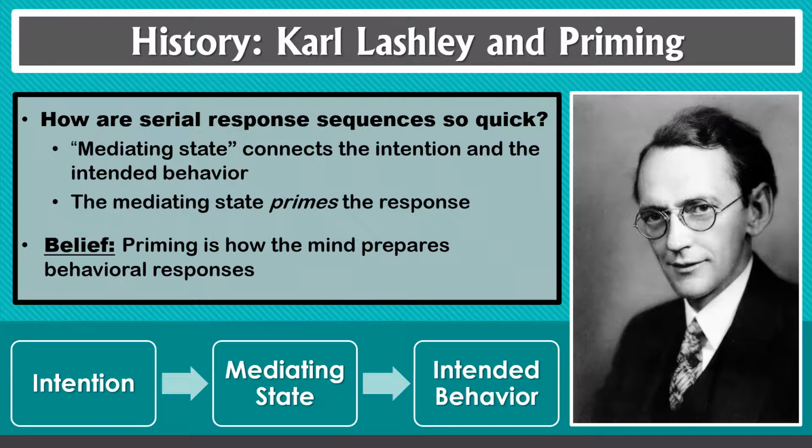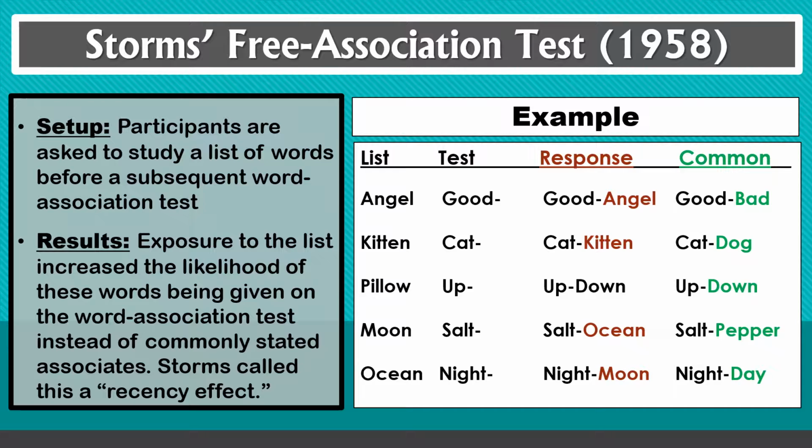However, in the context of psychological literature and experimentation, priming had taken on a new meaning. In 1958, Storms and his colleagues conducted a study in which participants were provided a list of words to learn. Afterwards, they underwent a free association test, where they were asked to state the first word that came to mind after presentation of a stimulus word. Storms noticed something surprising. Participants were more likely to give words from the memory task as associates than commonly given associates. For example, if the list contained the word kitten, then participants were more likely to say kitten when hearing the word cat instead of, say, dog. He referred to this as a recency effect.